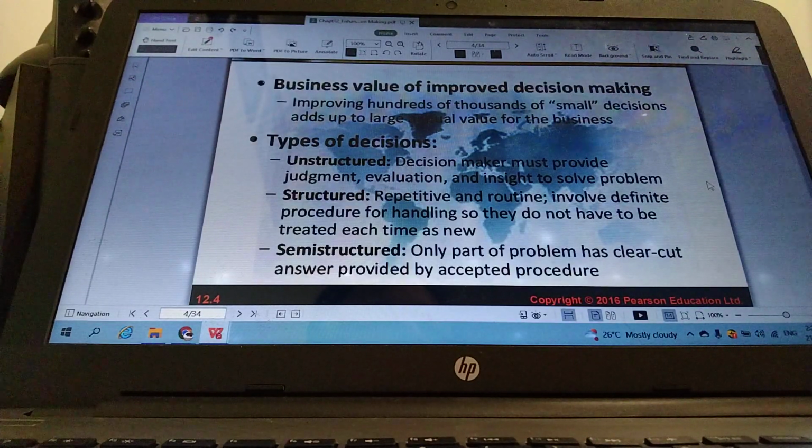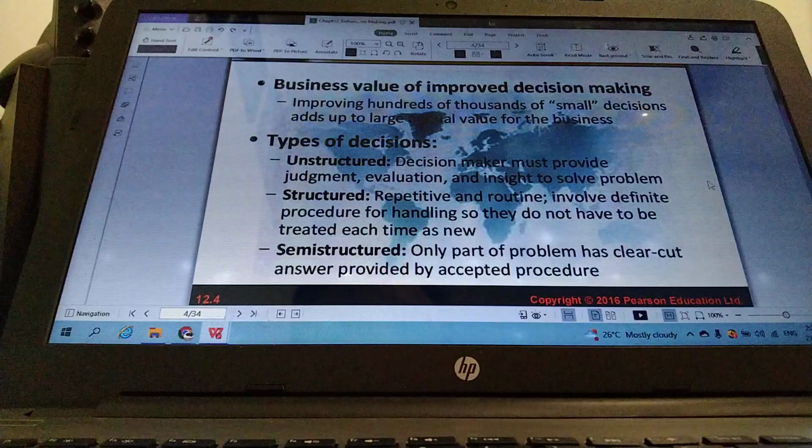repetitive and routine structured decisions based on experience, expertise input, best practices, procedures, and so on for handling, so that the problem or the decision will not be considered as new, but will be considered as part of the expert system or part of the knowledge management system for decision making process. And we have another type of decision which we call hybrid or semi-structured.